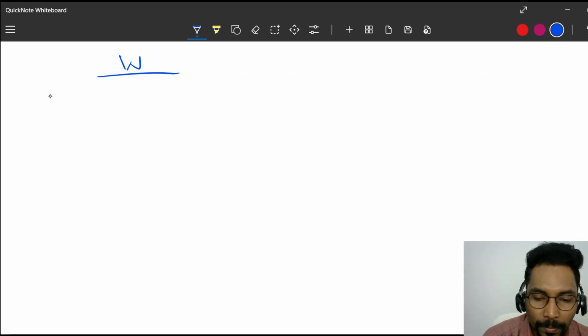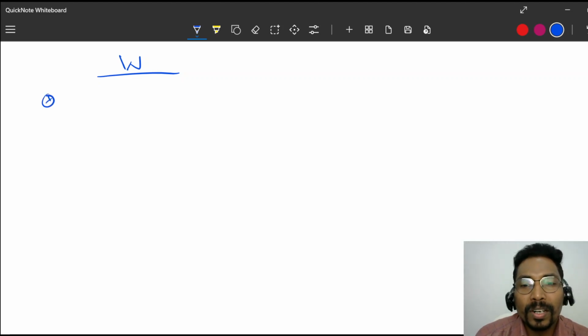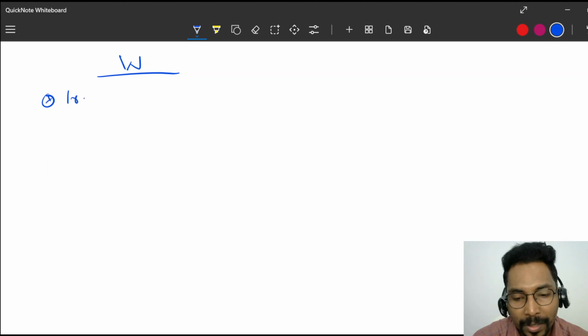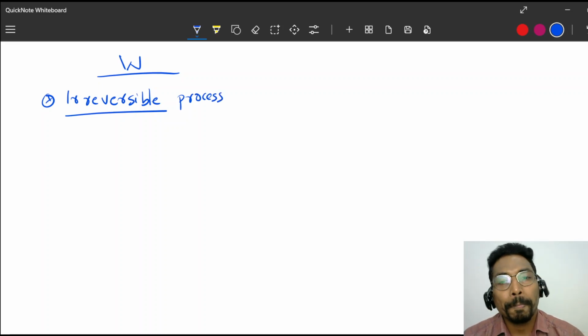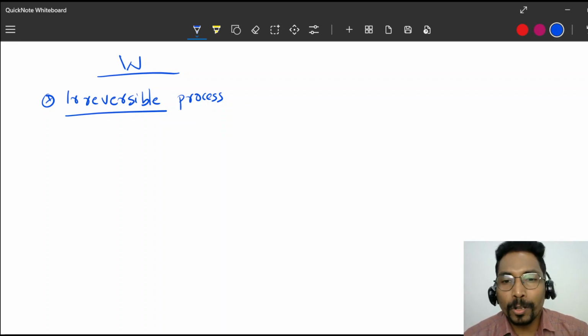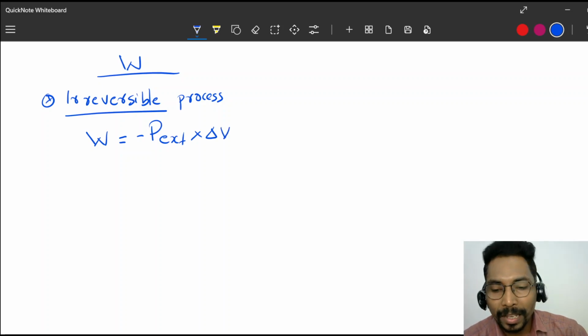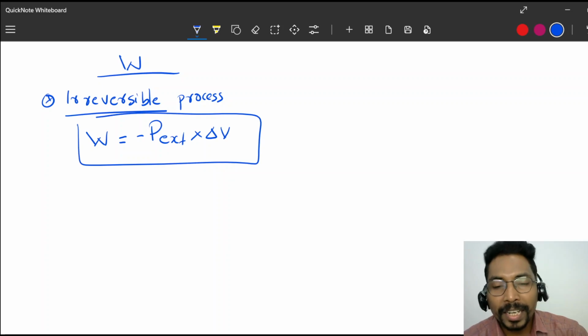We have mainly two important formulas for work done calculation. First one, in the case of an irreversible process. Work done in an irreversible process can be calculated by the formula: work is equal to minus P external into delta V.